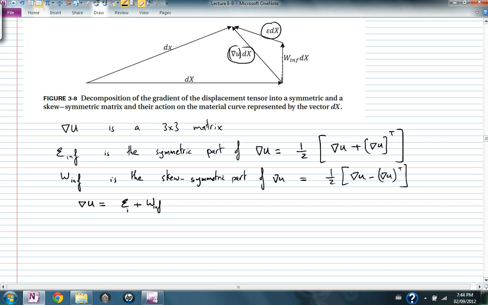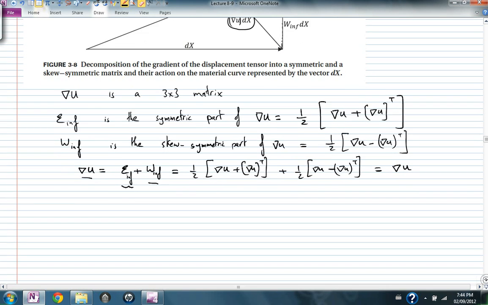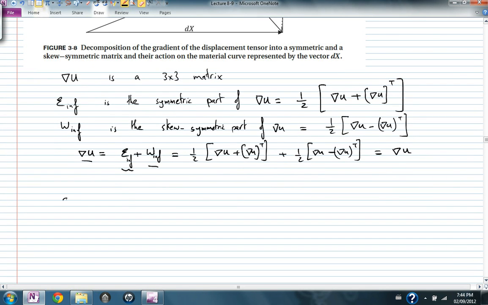And indeed, if you put half gradient of u plus gradient of u transpose, plus half the gradient of u minus the gradient of u transpose, you're going to get the gradient of u again. So the gradient of u can be decomposed into a symmetric component and a skew symmetric component. The symmetric component tells me the strain in the material, and the skew symmetric component tells me the rotation inside the material.